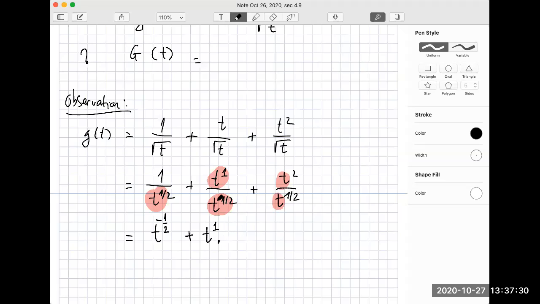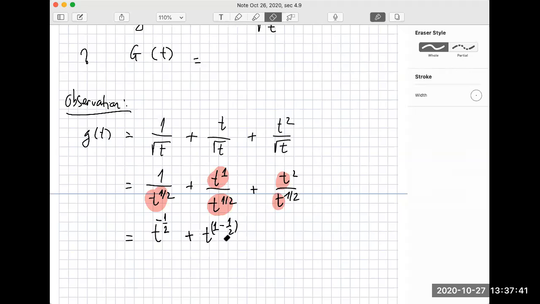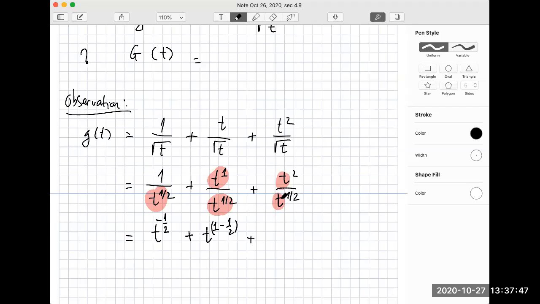Multiply with t to the 1/2, and it means that it is the difference of the power 1 minus 1/2, right? And the last term, it will be t to the what? Yes, 3/2, 3 over 2, or 2 minus 1/2. Let us do it slowly this way. This is power rule, right? So are we all good here?